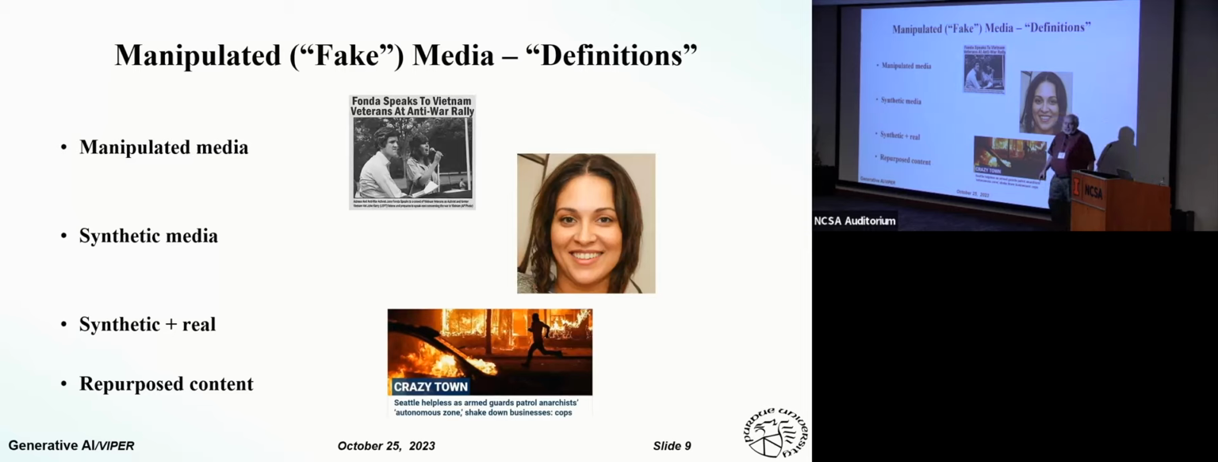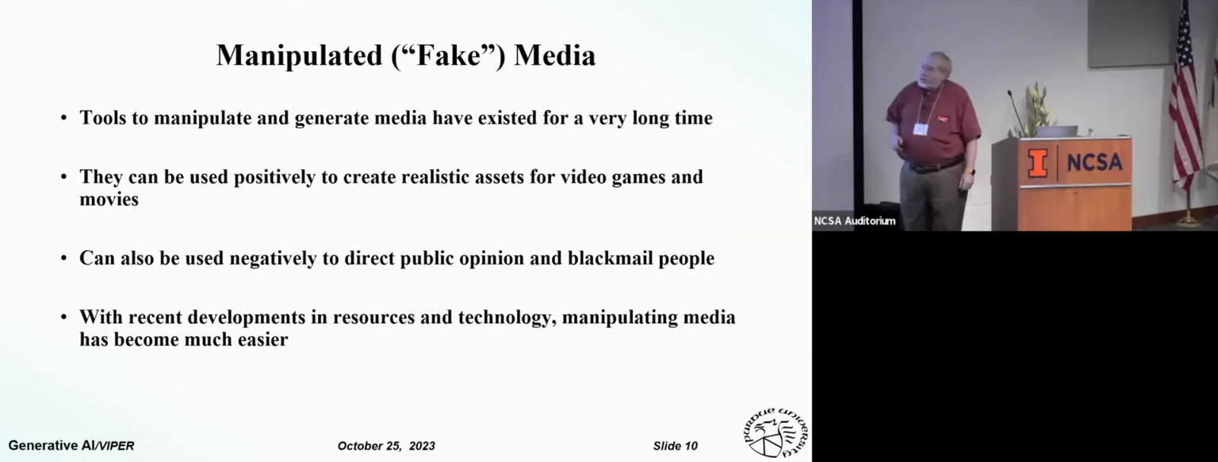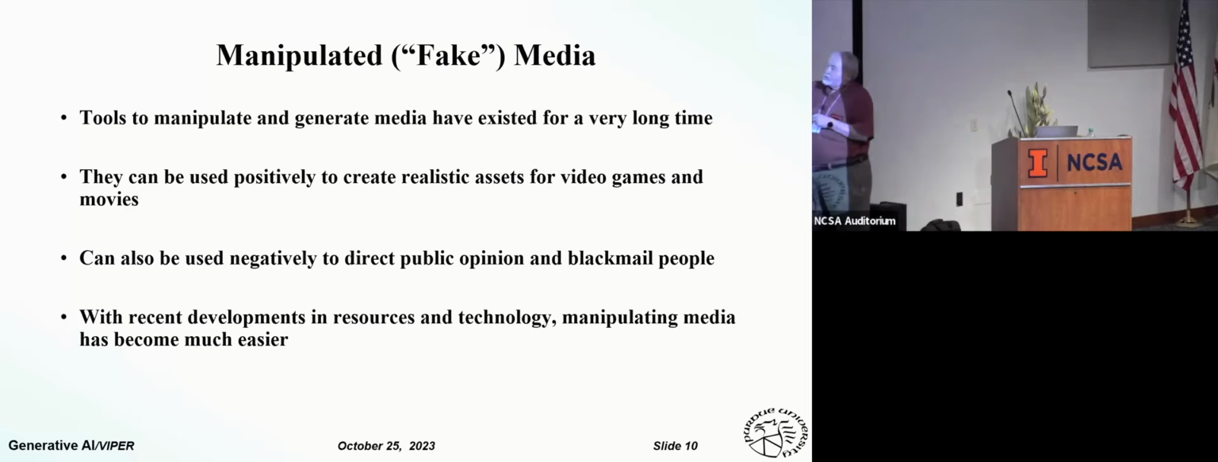So you don't have to use complicated AI techniques to manipulate people's ideas and put out disinformation. This is called repurposed content. So you do some things that are really simple. Now, tools to generate manipulated media have been around for a long time. You can have all kinds of interesting things like CGI, but it can also be used to direct public opinion and blackmail people.